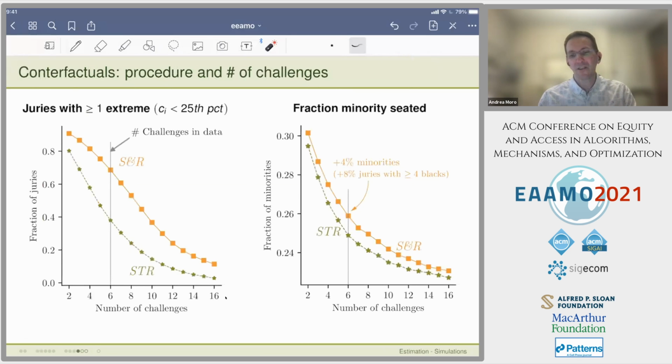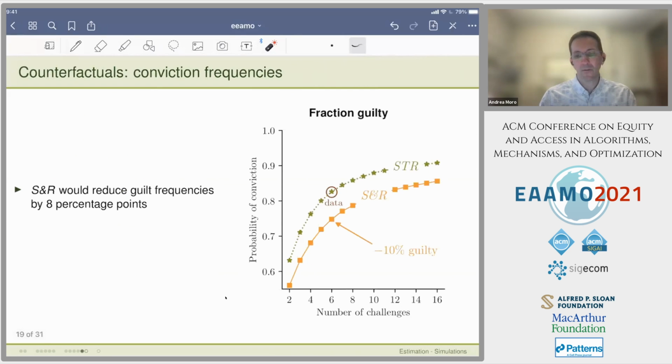And in terms of minority representation, if you keep the number of challenges we found in our data, 6, and you reform and move from the struck procedure that was used in this trial to a strike and replace, you would have 4% more minorities in juries and 8% more juries with at least the fraction of blacks that we find in the jury pool. And if you compute how many people end up being convicted, there are strong effects, because if you remember, we have 83% of convictions in the data. Under strike and replace, you would have 10% fewer convictions of these black defendants.